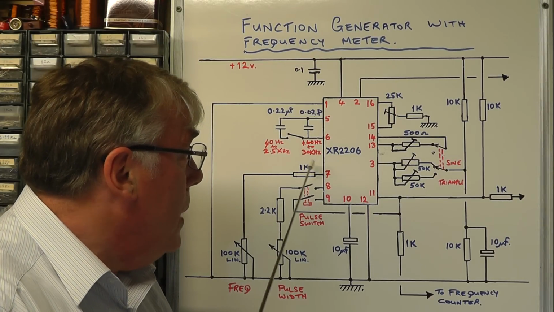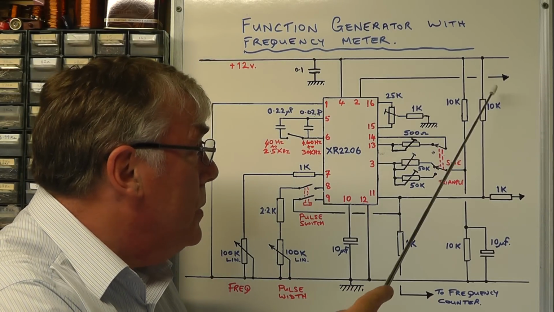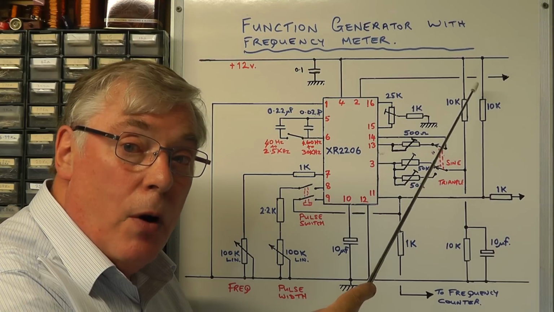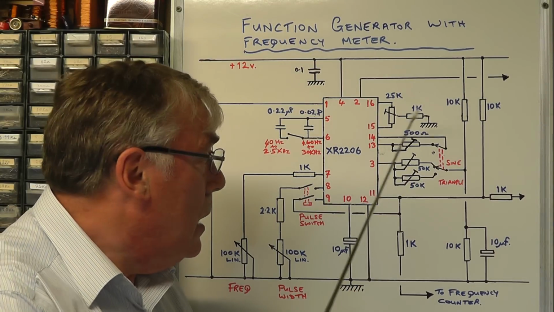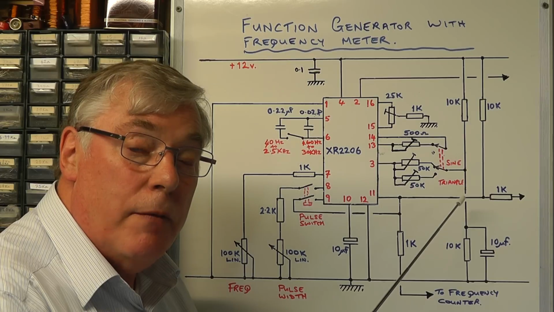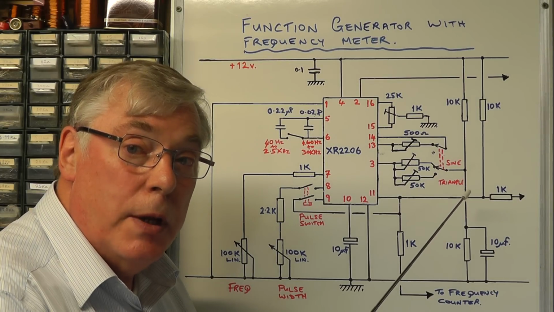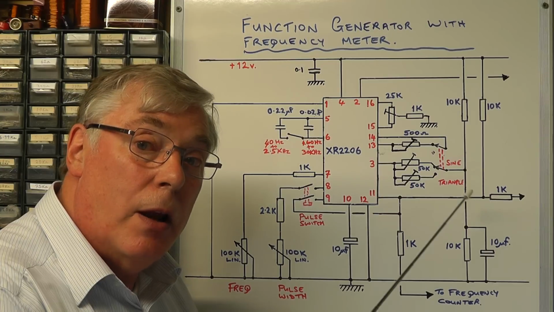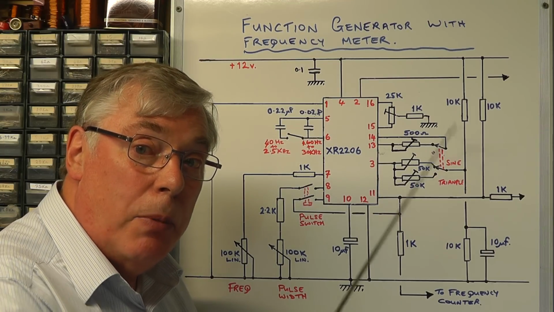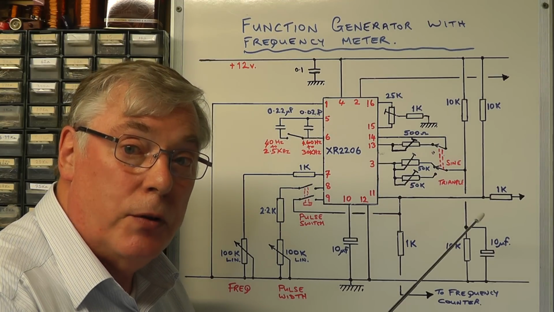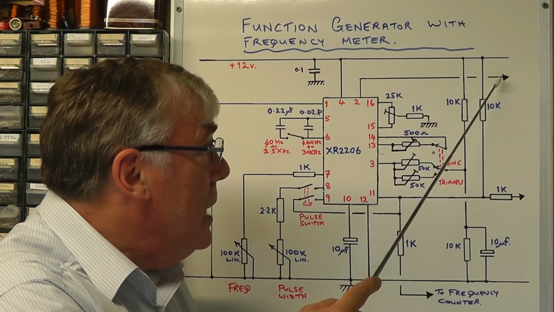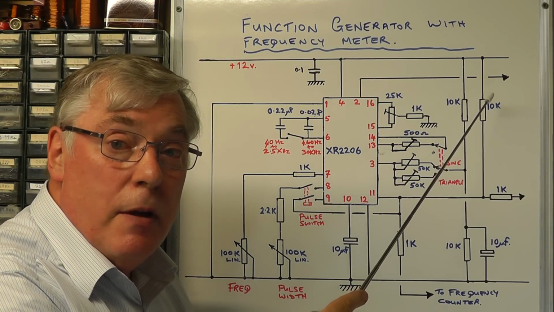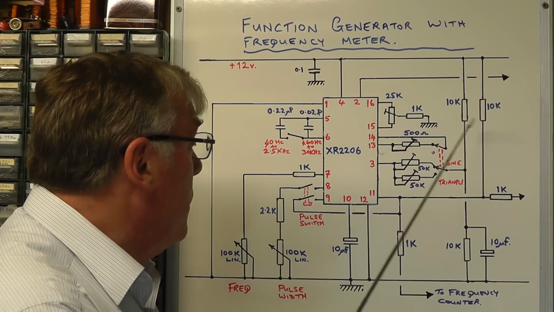Once you've set the actual frequency, the signal comes out on pin 2, where we'll get either a sine wave or a triangular waveform, and on pin 11 we'll have a square wave coming out with an equal mark to space ratio. The peak to peak signal of that square wave will be the supply voltage, so it'll be 12 volts peak to peak, whereas the sine wave and the triangular waveform will be somewhere around 5 volts peak to peak.